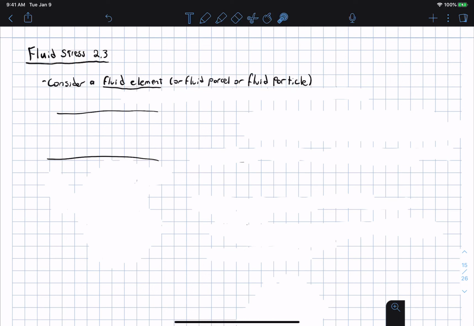But let's consider what's called a fluid element. Sometimes a fluid element will be called a fluid parcel or a fluid particle. They're kind of used interchangeably for the purposes of this class. And really what they mean is a very small amount of fluid that basically moves with the flow. And just like with the fake fluid particles for the path lines and streamlines, we're just tagging a small chunk of fluid and basically observing how it moves. And then basically looking at the stresses on that.